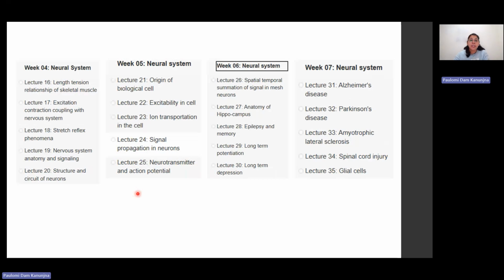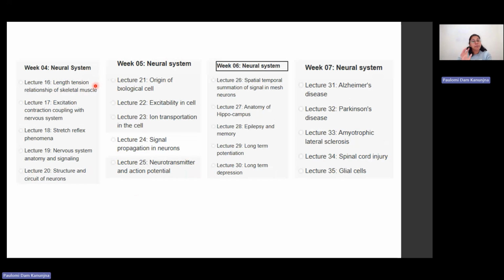So if you see here, in the neural system, as you can see, there were 4 weeks of course material. We started by understanding how this functions and what the connection is, and then we moved on to the problems associated with the neural system in case it stops functioning, or what happens to the neural system over the period, and how autoimmune neuronal disorders come into place.